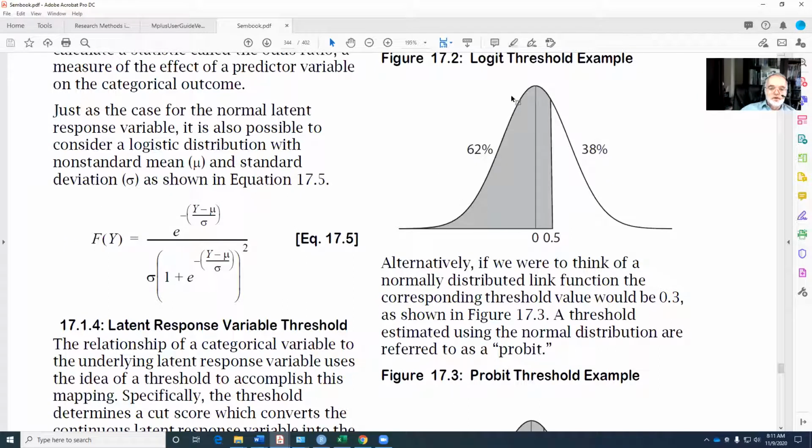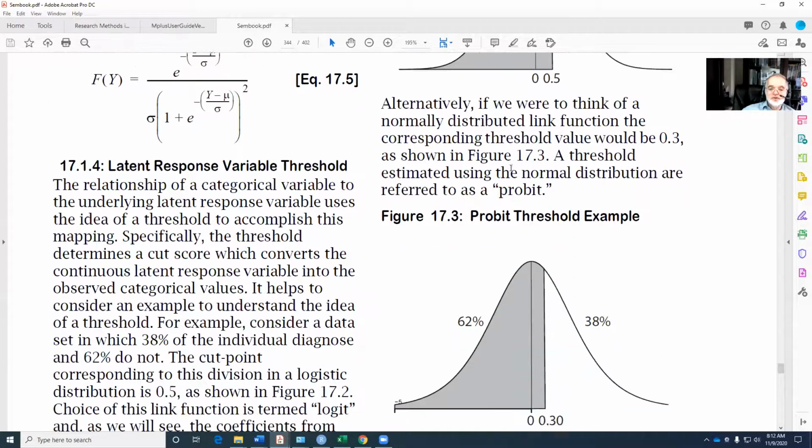What we're doing here is we're assuming that there's a given proportion of our 0 and 1 variable that we observe, and that corresponds to some point on this distribution. So, if you have 62% zeros and 38% ones in your data, if we use those formulae above, that's going to correspond to a 0.5 value on this logistic curve. And if we're using the logistic curve, we're going to refer to that as a logit. That's just a term of art.